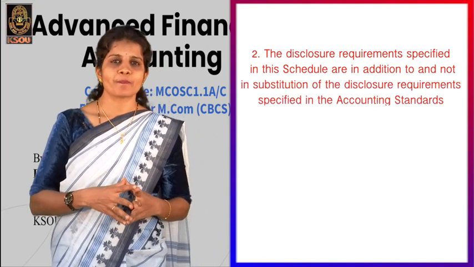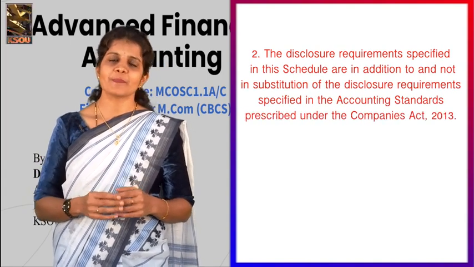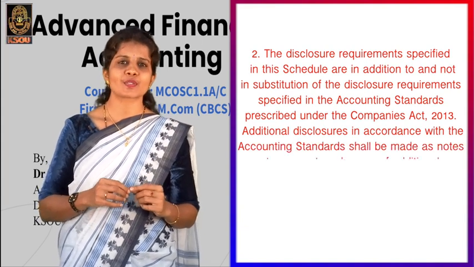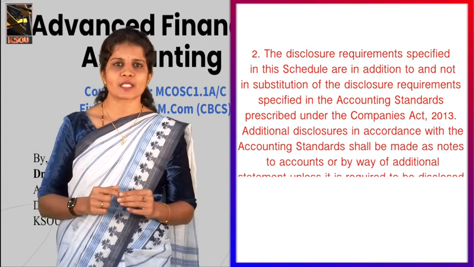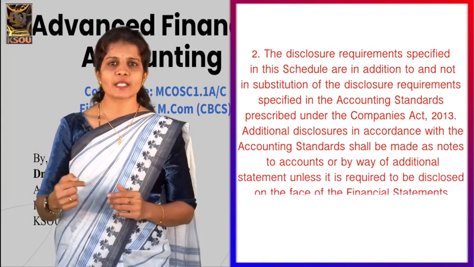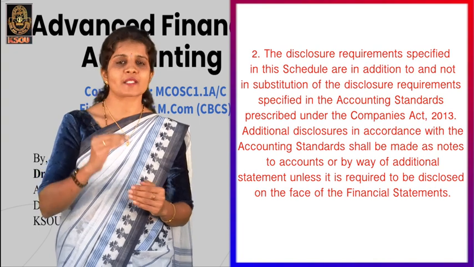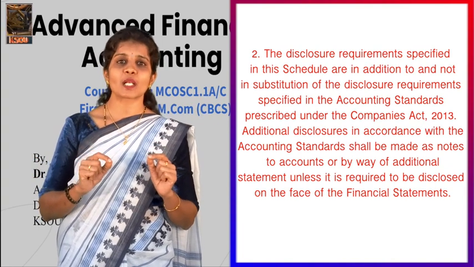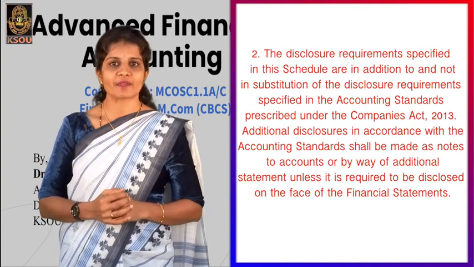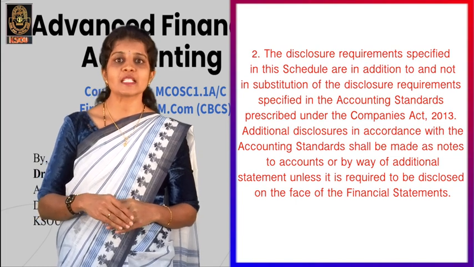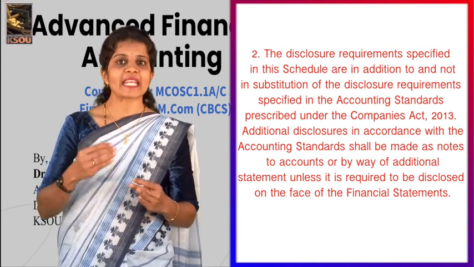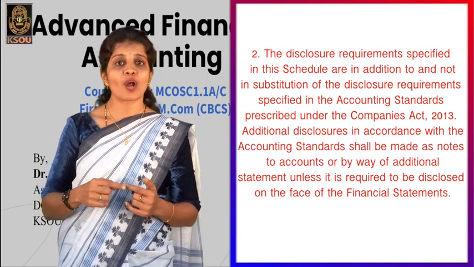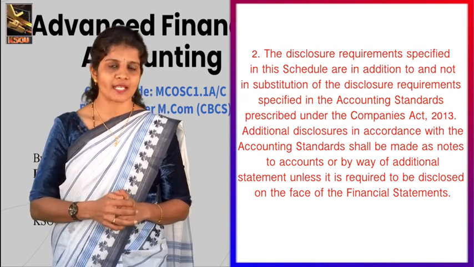And the second condition or provision is the disclosure requirements. For example, in the statement of profit and loss account, where we disclose the opening stock and the closing stock, along with any income on the credit side and expenditure on the debit side, these must be disclosed as per the requirements specified in the Companies Act of 2013 only. Any additions must be included, whereas it is not in substitution of the disclosure requirement.